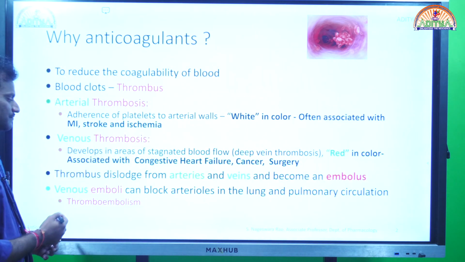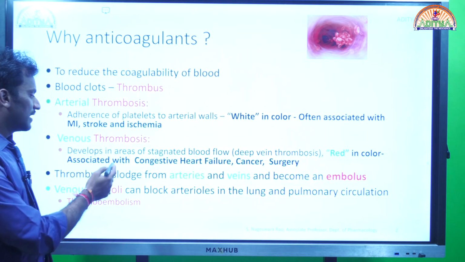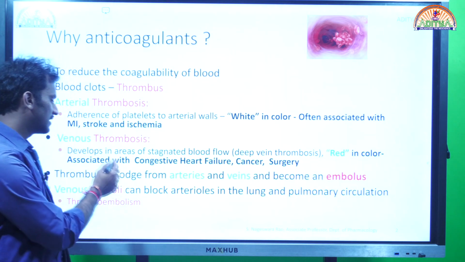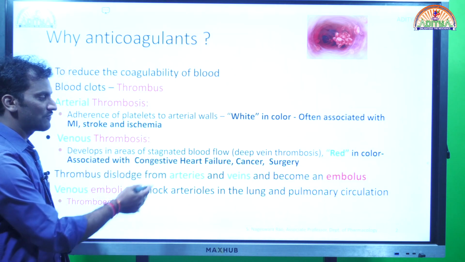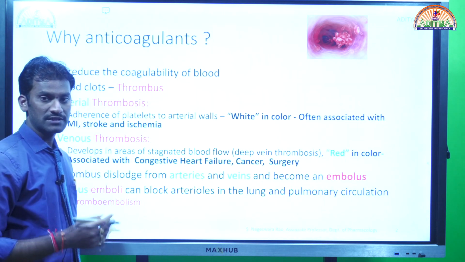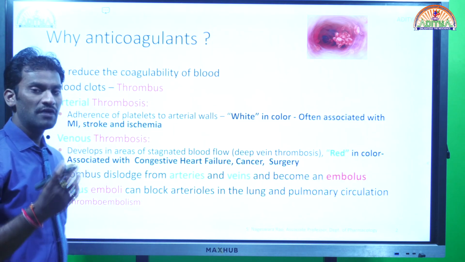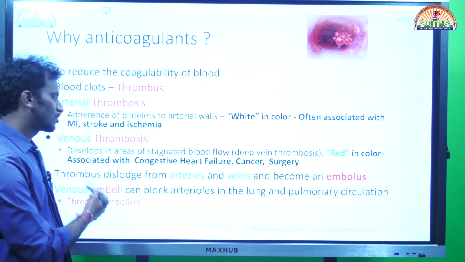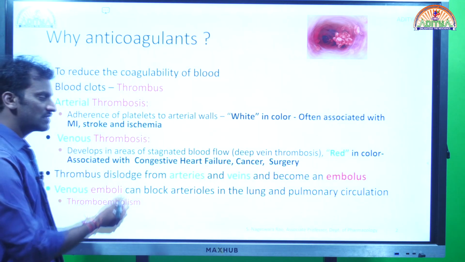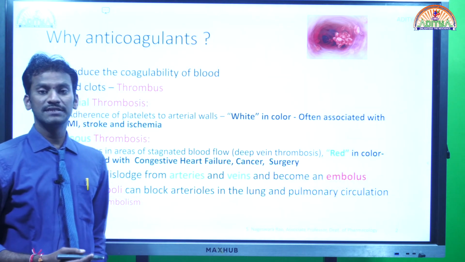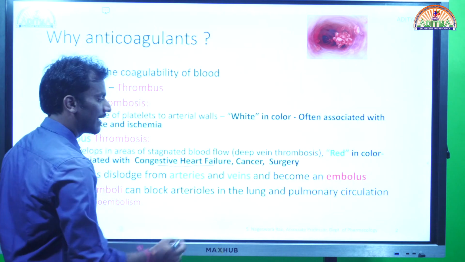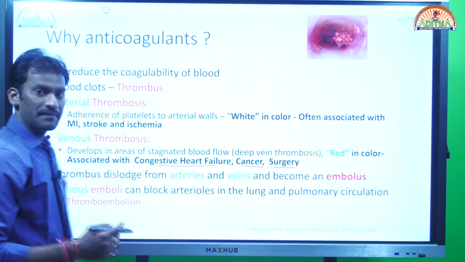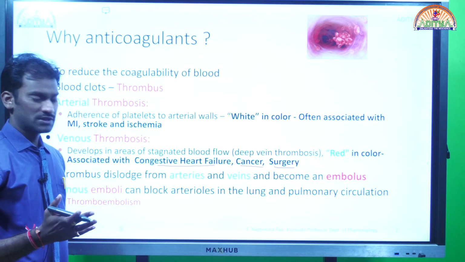And venous thrombi develop in the areas of stagnated blood flow, meaning deep vein thrombosis. Those blood vessels which have very little blood supply lead to venous thrombosis. It is associated with CHF, congestive heart failure, cancer and surgery. As we know, thrombus means blood clot.